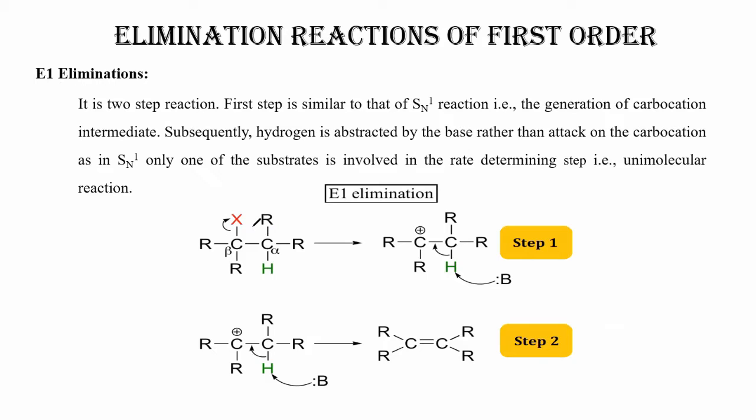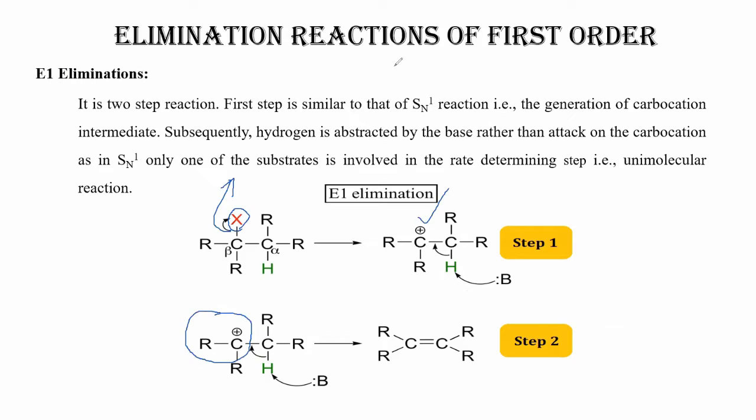Now in the first step, if we see carefully, this X is nothing but the leaving group. So in the first step, the leaving group leaves the substrate and we get the carbocation. Just like the SN1 reaction, in the first step the leaving group leaves and we get the carbocation. You can see this is the carbocation.